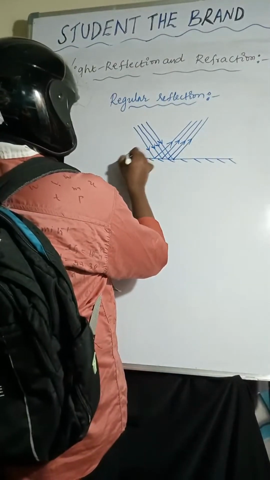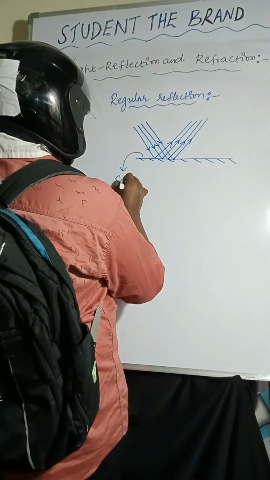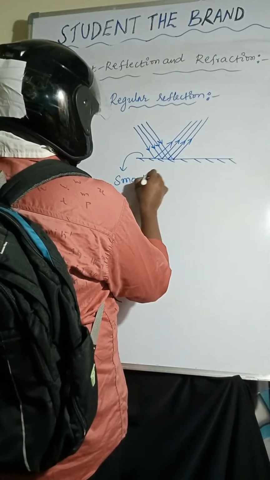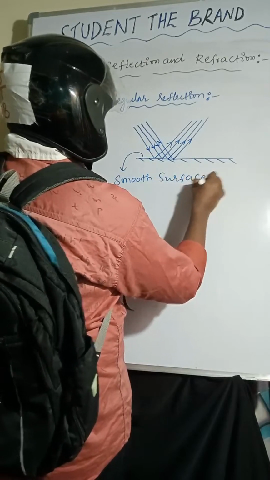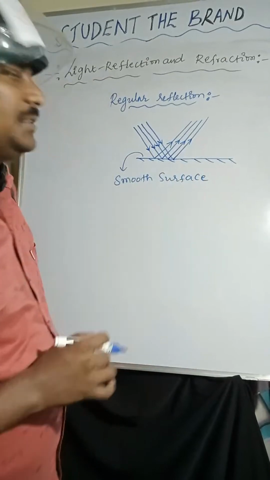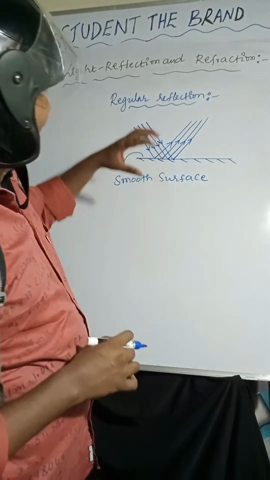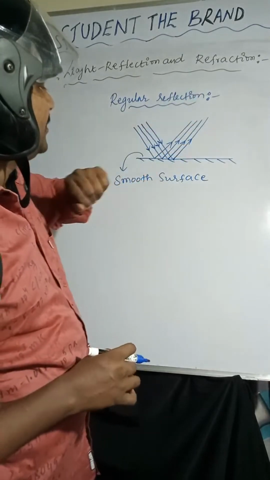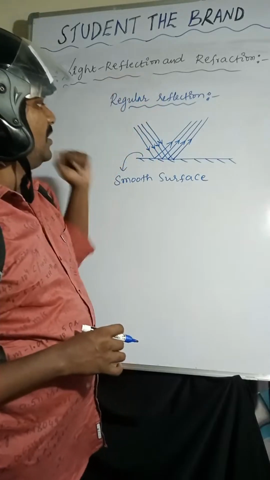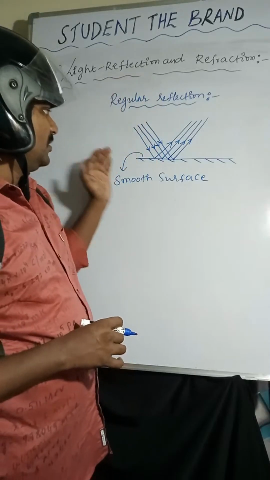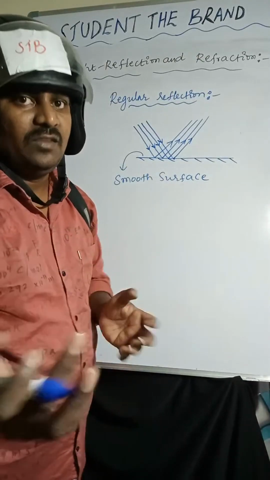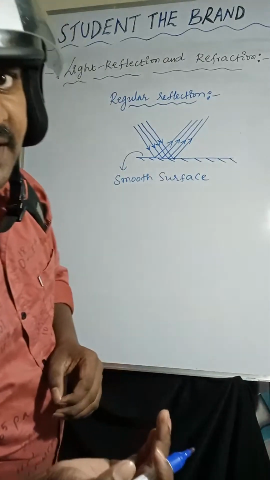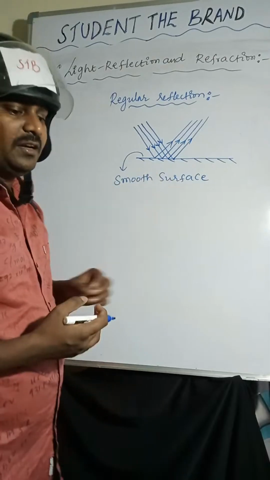Regular reflection takes place on a smooth surface. Yes or no? Incident beam is parallel, then reflected beam is also parallel. This type of reflection is called regular reflection. For a smooth surface, the best examples we can take are the plane mirror and still water. Plane mirror and still water are examples of regular reflection.